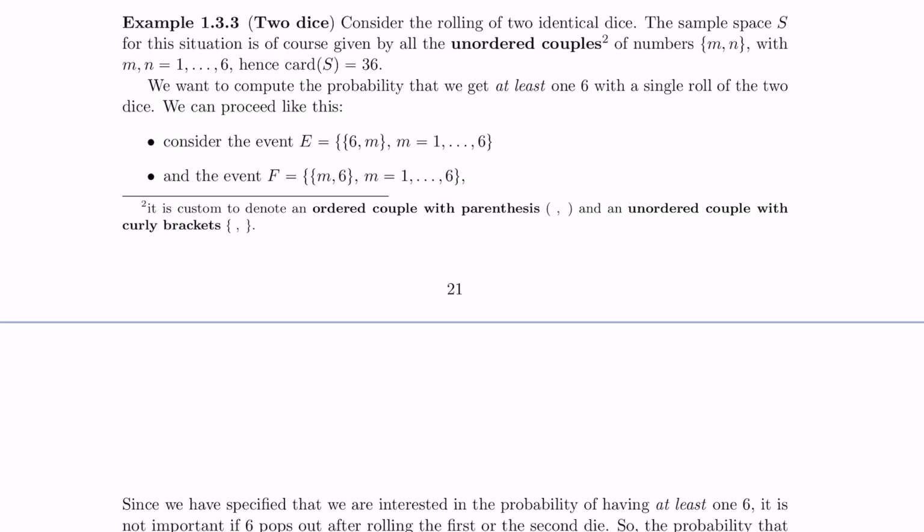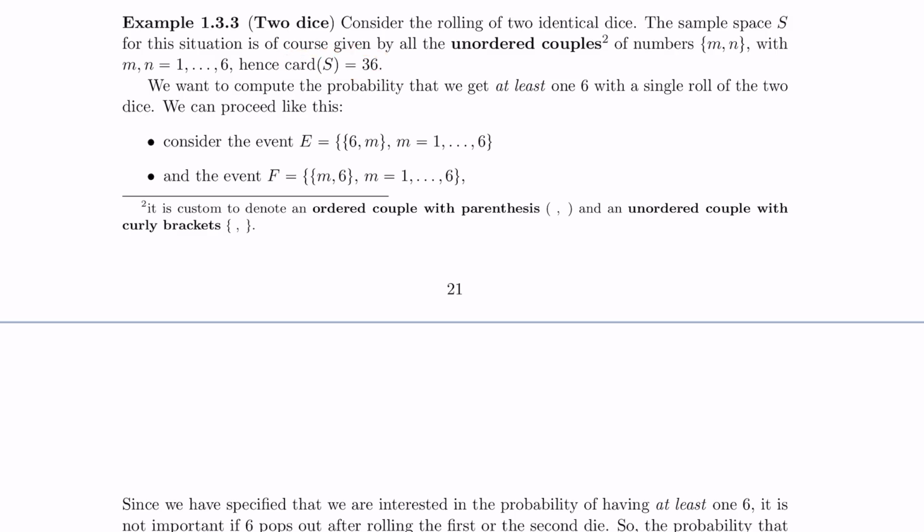We are now going to examine two examples. Of course, we start with the simplest one, but in the second, we will use the counting techniques that we have learned in the previous lesson. Consider the random experiment of rolling two identical dice. The sample space S will be given by all the unordered couples of numbers between 1 and 6. Hence, the cardinality of the sample space would be 36.